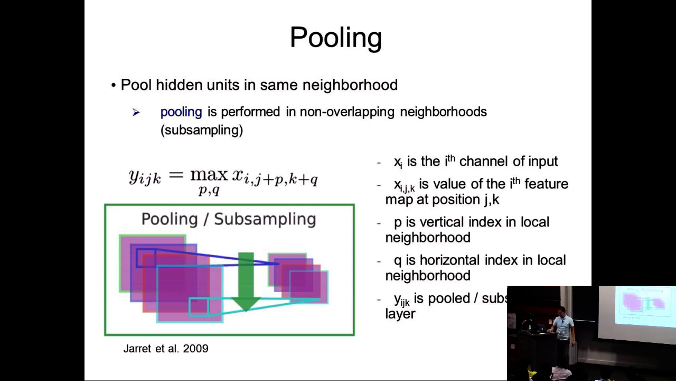You have some neighborhood, P by Q. So let's look at it. So what's the definition here? Xi is the ith channel of the input. So let's say it's the R channel of the input. Xijk is the value of the ith feature map at position jk, right? P is the vertical index of the local neighborhood. Q is the horizontal index of the local neighborhood. So typically P and Q could be 5 by 5. Or you look at some local neighborhood, typically 2 by 2 or 3 by 3. And what you do is you just take the maximum value.